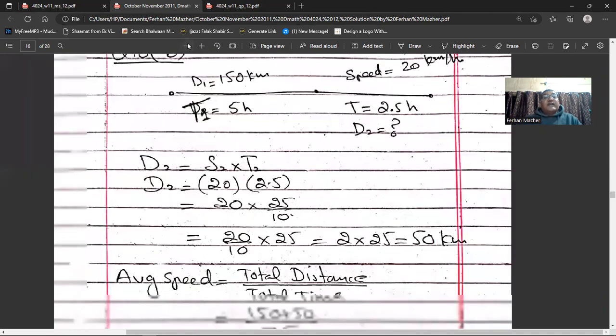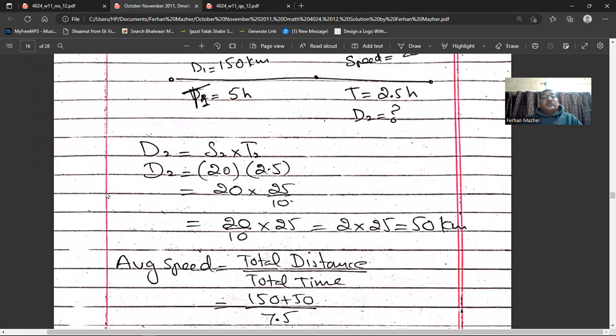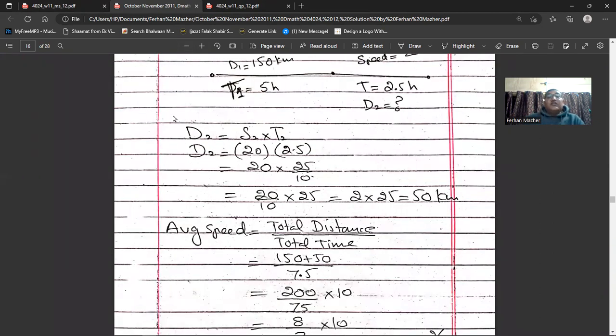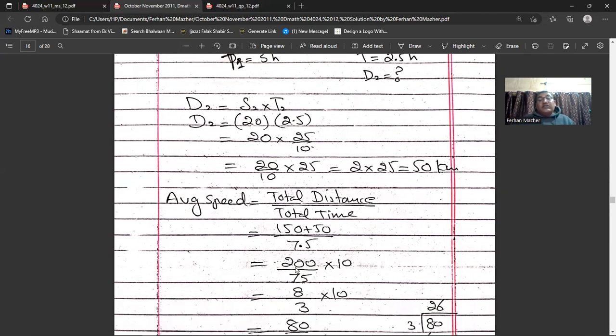The question is, what is the average speed of the whole journey? So the average speed of the whole journey is the total distance traveled by the total time. In the first portion, you have covered 150 kilometers. In the second portion, you have covered 50 kilometers. So it will be 150 plus 50, and you will get the total distance as 200 and the total time is 7.5. So when you remove the decimals, you will have 200 divided by 75 multiplied by 10. So it will be 2, if you cancel it with the 25 table. So it will be 8 by 3 into 10.